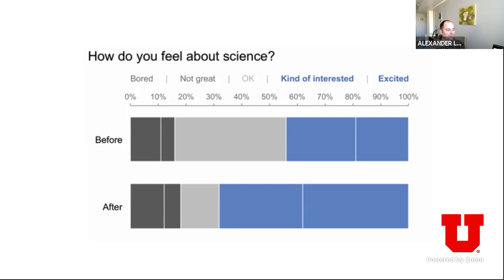On a high level, is it a network? It's tabular data. Exactly. So we have tabular data here. And then the data that you have, bored, not great, okay, kind of interested, excited, what kind of data type is that? Is it nominal, or ratio, or interval, or ordinal?